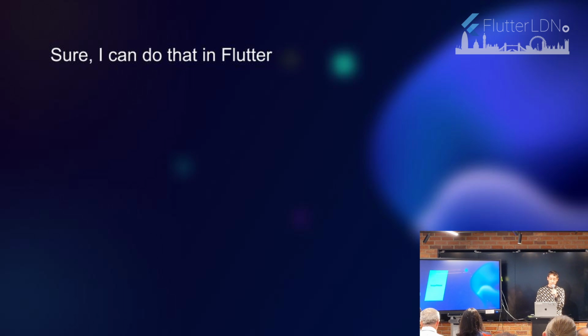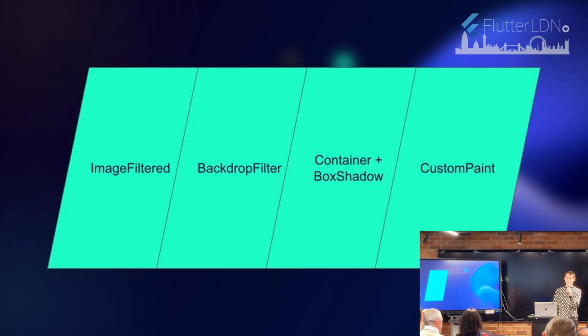Now the answer will be to use one of these widgets. The first one will be ImageFiltered. ImageFiltered is a widget that you can apply on top of any other. So let's say we have an image, we apply the ImageFiltered on top of it. ImageFiltered allows us to access the ImageFilter from the Flutter UI, where we can do multiple effects.